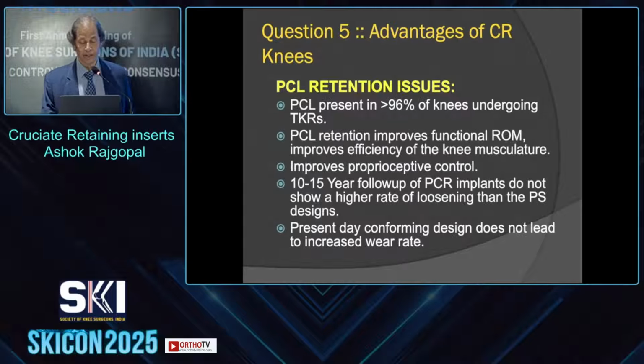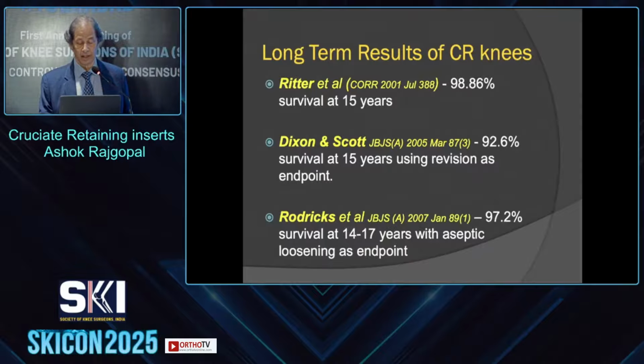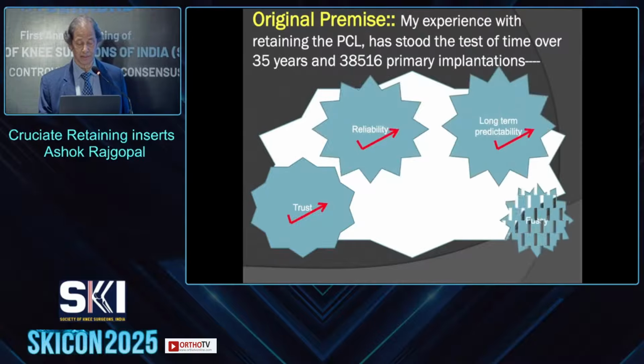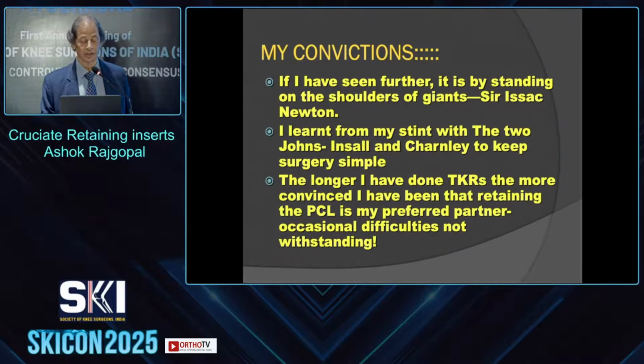So the advantages are it's present in over 96%, it improves range of movement and efficiency, proprioceptive functions. The 15-year follow-up in CR is better, and present-day conforming design does not lead to increased tibial wear, and this is borne out by data. Long-term results are excellent. So in my experience of almost 35 years and almost 40,000 primary knees, it ticks all the boxes. I'd like to thank you all for your attention.